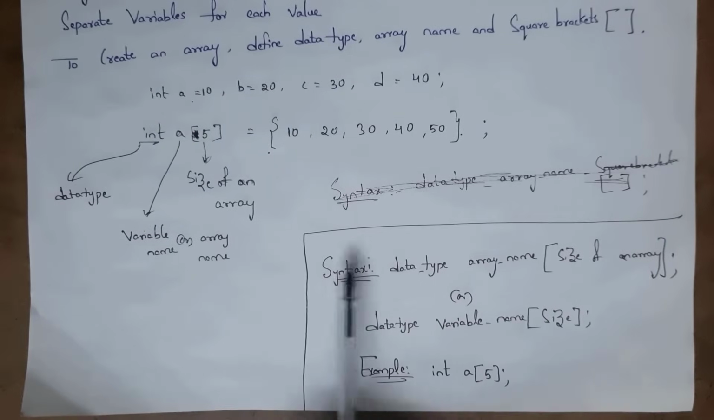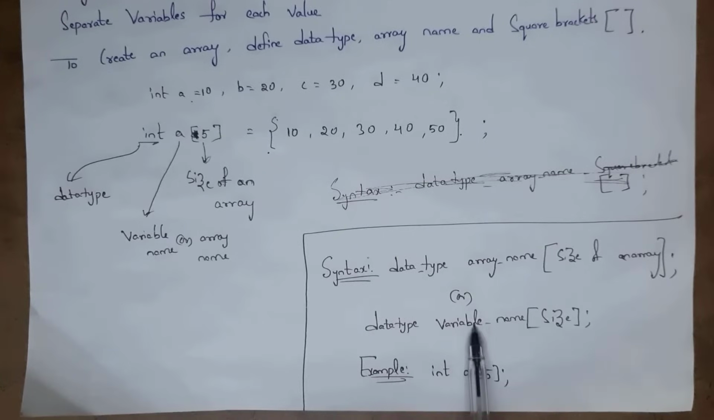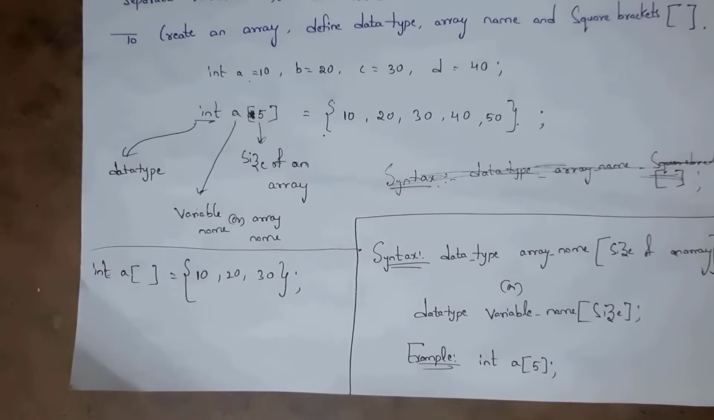An array contains data type, array name and size of an array, where we need to include size of an array in square brackets, or you can also write like this: data type, variable name, size. Variable name and array name both are same. Example, int a of 5, where we need to include 5 in square bracket.